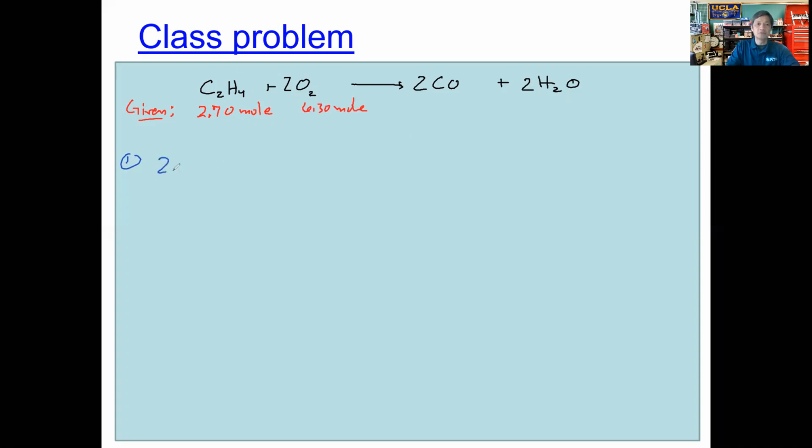So we're going to start out with 2.70 moles of C2H4. And in this first calculation, we need to find out how many moles of O2 are needed. Now again, this is moles to moles, folks, so we only need one conversion factor, and that's the mole ratio, which is a 2-to-1 mole ratio.